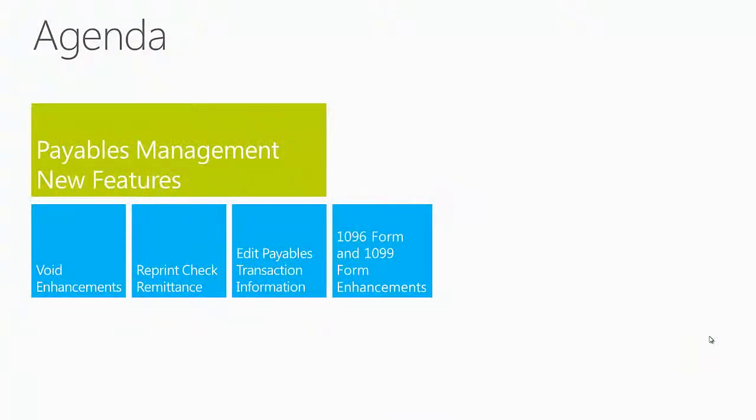There are many new features for Payables. The new features include several enhancements to the void process, the ability to reprint the check remittance information, additional fields that you can edit on the Payables transaction, including 1099 information, and other 1099 form enhancements, and the creation of a 1096 summary form.